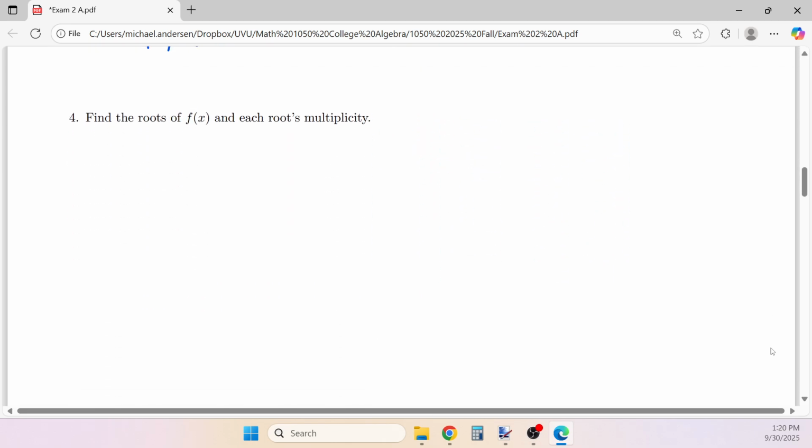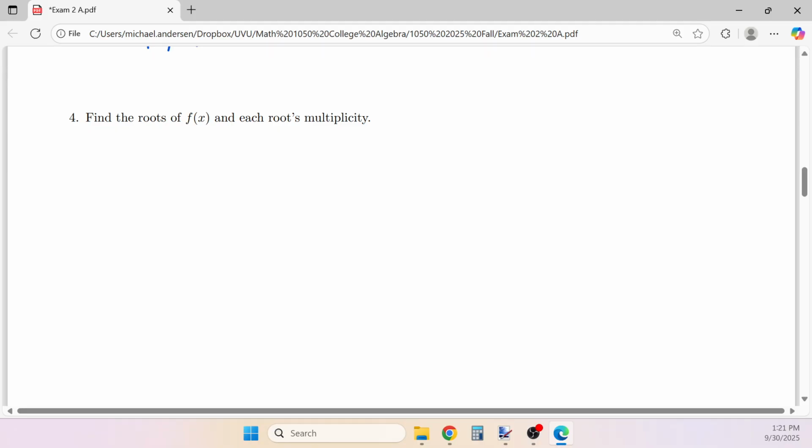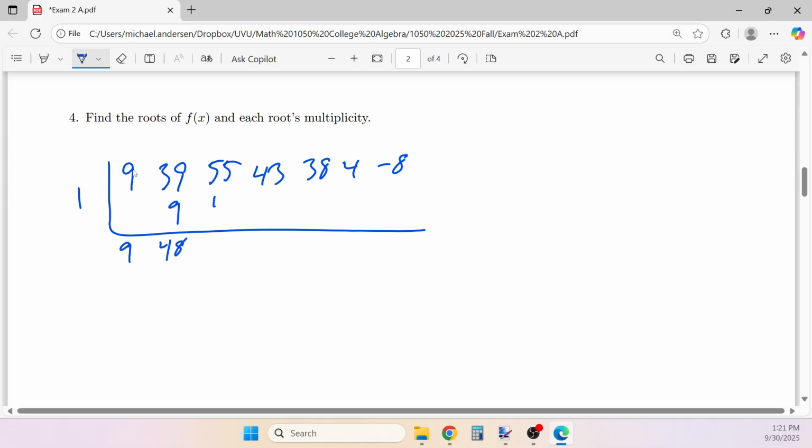Find the roots. So we copy the coefficients over to the other screen. We have 9, 5, 3, 38, 4, and 8. And we'll try 1 as our first root. So 9, 48, 48, 103, 141, 4.